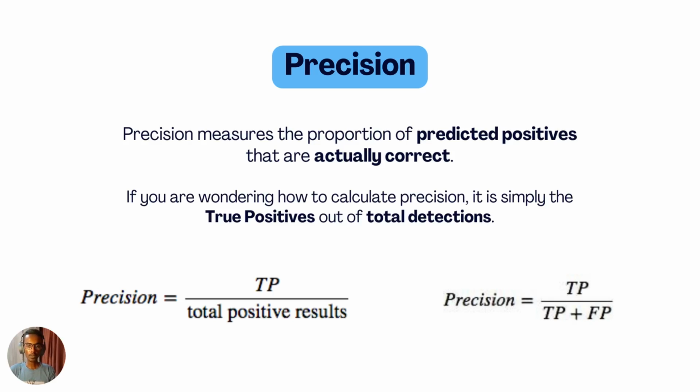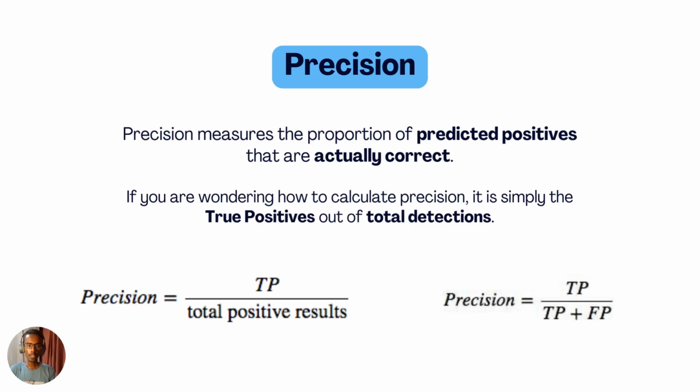So once we have sorted out the meaning of true positive, false positive, true negative, and false negative, the next concept to consider is precision. Precision measures the proportion of the predicted positives that are actually correct. We take the ratio between the true positives outputted by the model and the total positive results. That's called precision. The total positive results is just the sum of the true positive and false positive values.